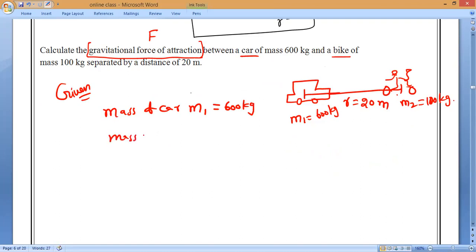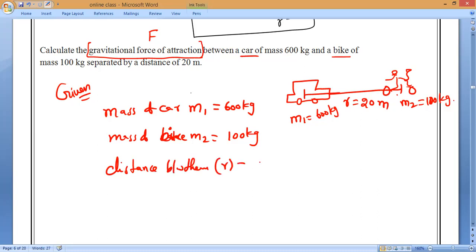Next, mass of bike, M2, is equal to 100 kilogram. Next, distance between them, R, is equal to how much? 20 meters. 20 meters. Understand everybody?